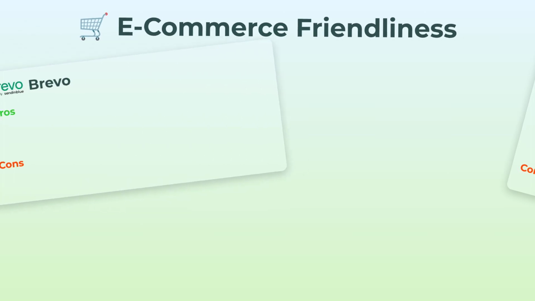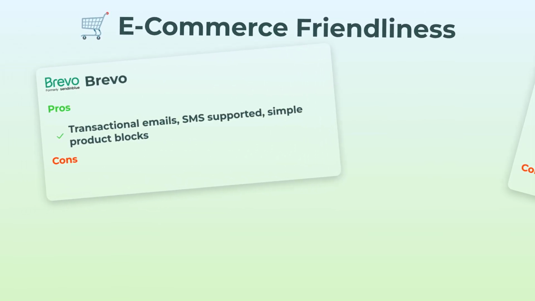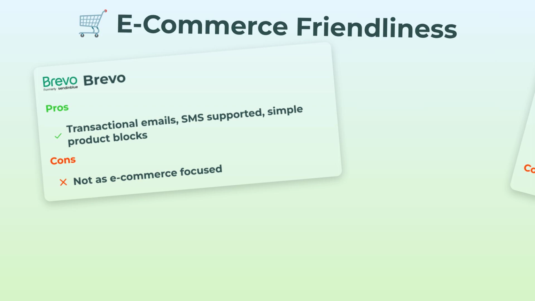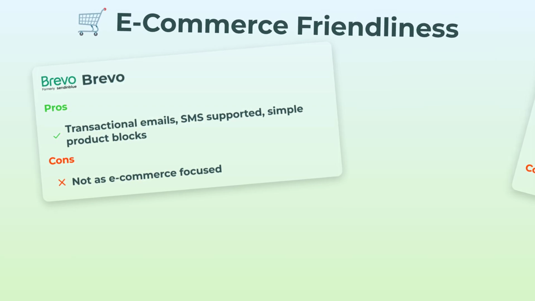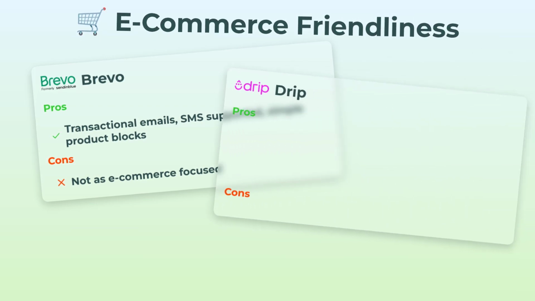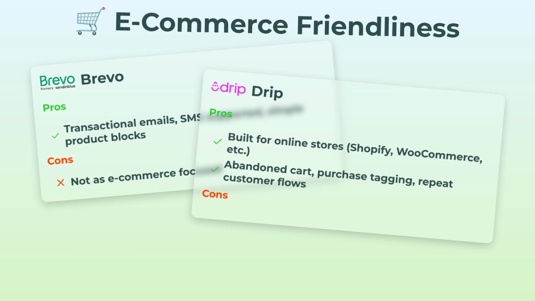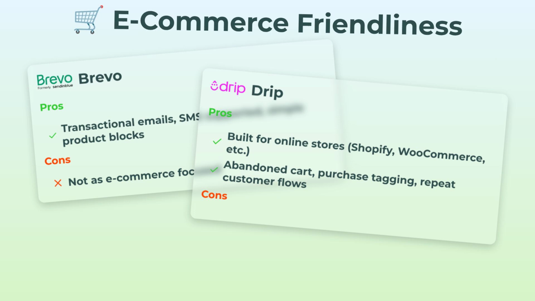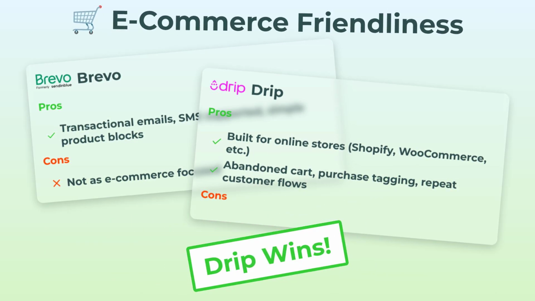If you're running an online store, listen up. This is the big one. Brevo does transactional emails, SMS, and some product blocks, so you're not left out. It'll get the basics done. But the real e-commerce mastery is over at Drip, built for online stores. Shopify, WooCommerce, all the usual suspects. With abandoned cart flows, purchase tagging, repeat customer automations, the works. If e-commerce is your world, Drip is totally in its element here. So yeah, Drip takes it.